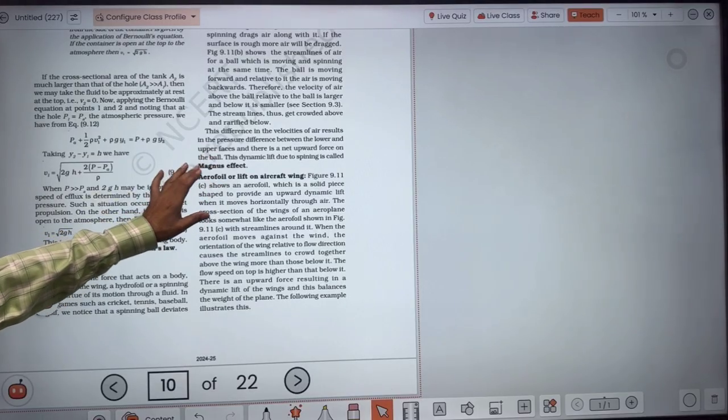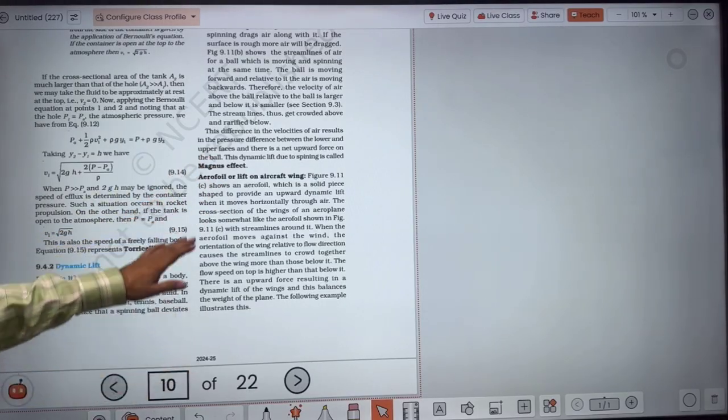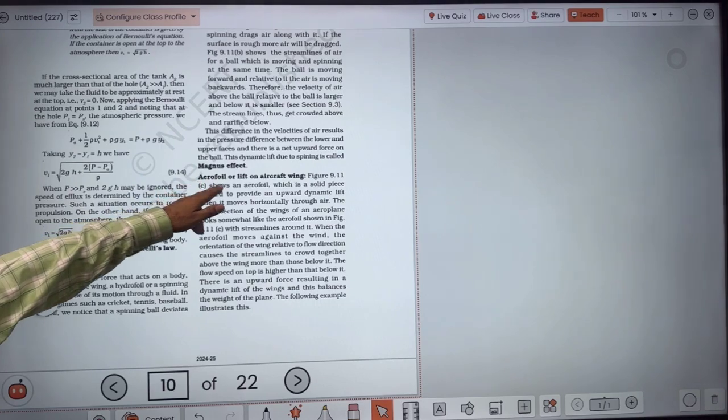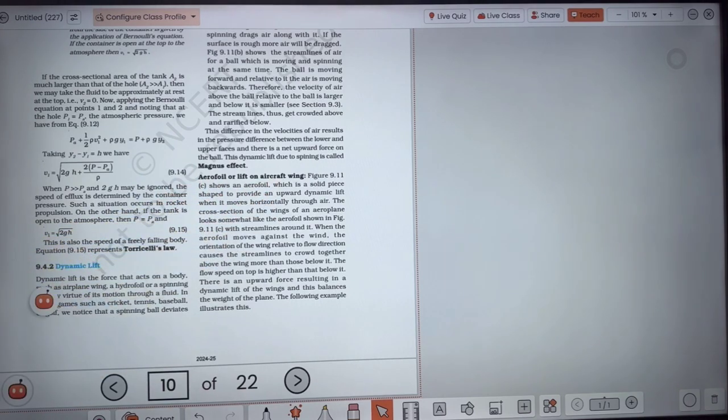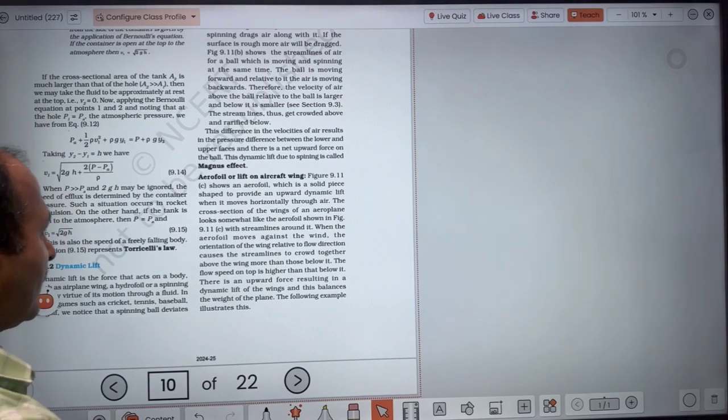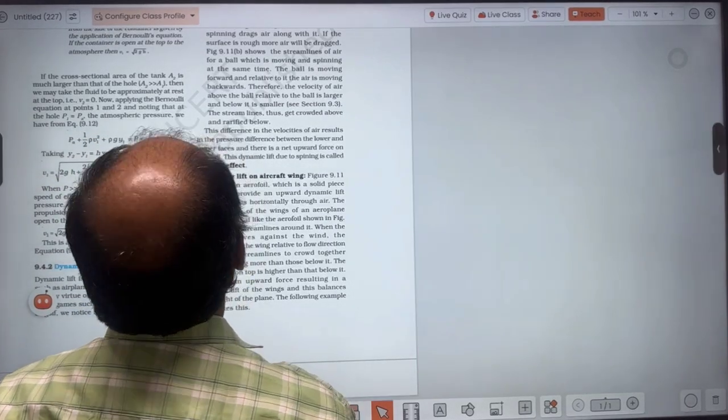So you have to reread it, try to understand. Then aerofoil or lift on aircraft wing, same thing happens. This is designed in such a way that a pressure difference should be created, and due to that there should be an upward lift. So that you can study.